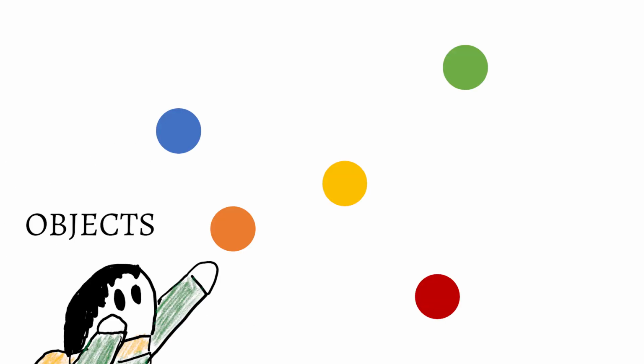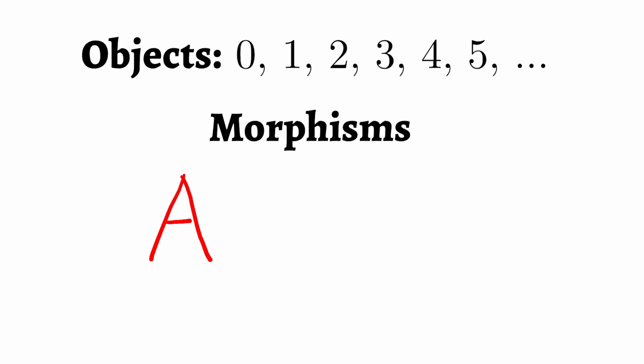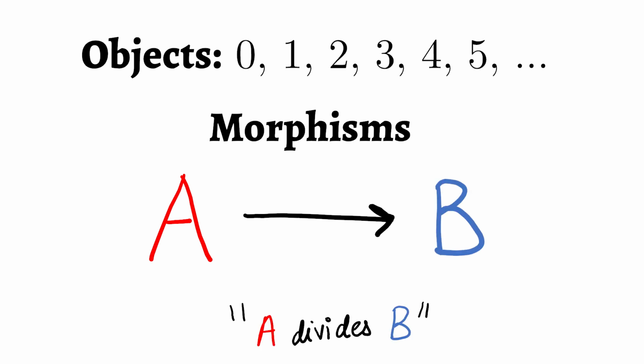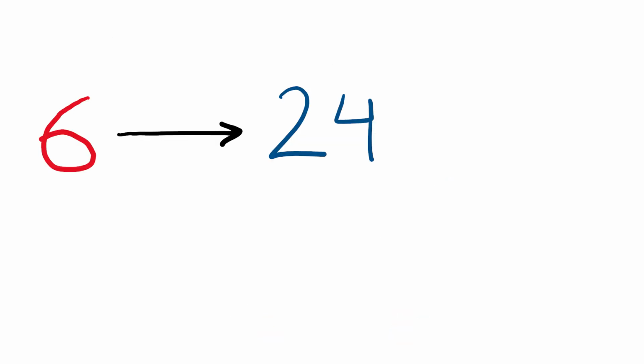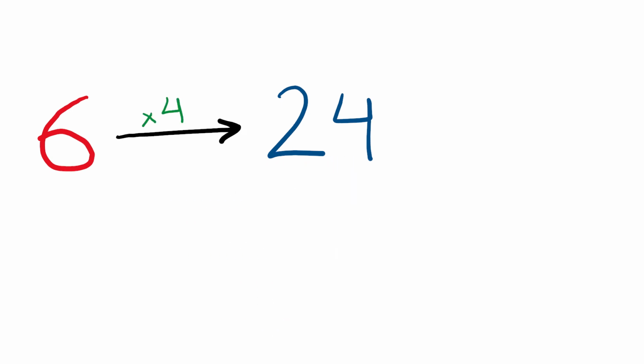A category has objects which we will represent by dots and morphisms between those objects which are represented by arrows. The idea of a morphism captures how one object morphs into another. We take our objects to be natural numbers with 0 and we draw an arrow from A to B if A divides B. As we have 6 divides 24, we'll draw an arrow going from 6 to 24. We can label this morphism arrow with the number 4, showing that 6 morphs into 24 via multiplication by 4. But I'll omit that for clarity sometimes.